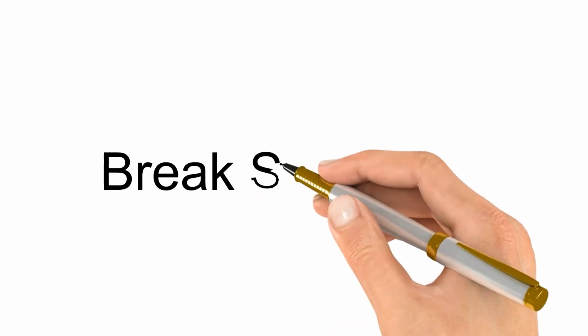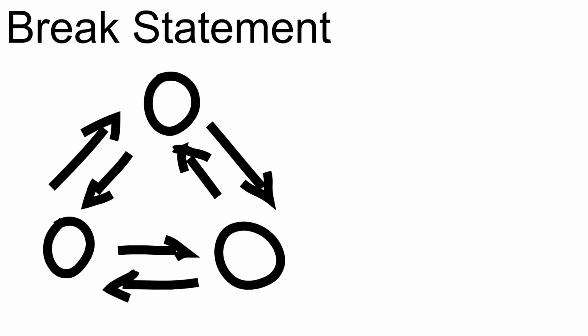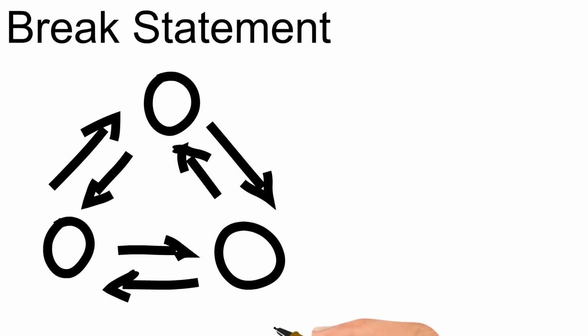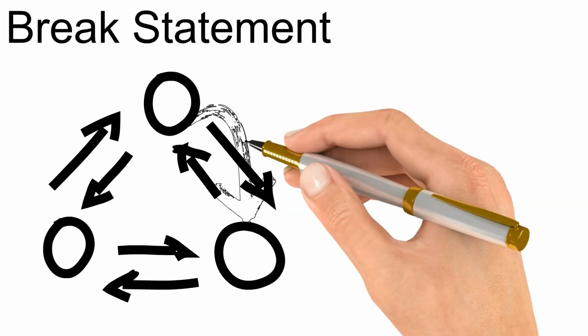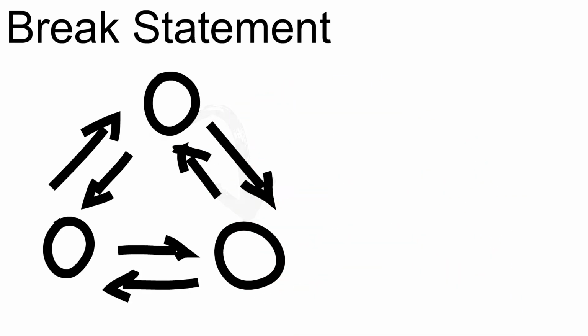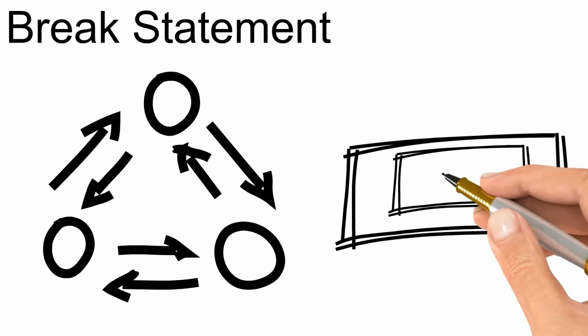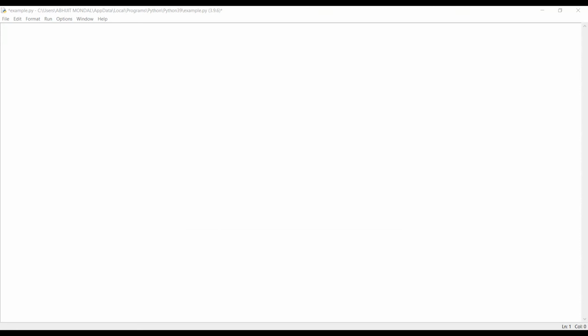So what is a break statement? The break statement terminates the current loop, that is the loop in which it appears, and resumes execution at the next statement immediately after the end of the loop. If a break statement is inside a nested loop, break will terminate the innermost loop. Let's take a look at an example.